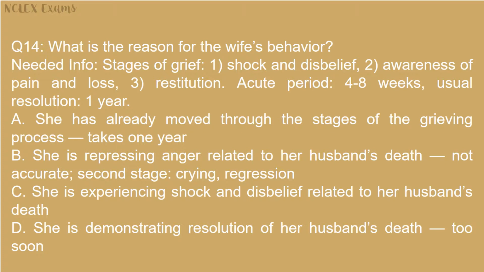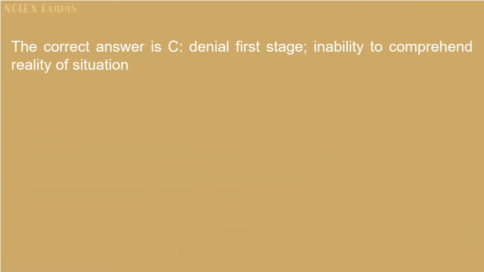B. She is repressing anger related to her husband's death, not accurate, that is the 2nd stage, crying, regression. C. She is experiencing shock and disbelief related to her husband's death. D. She is demonstrating resolution of her husband's death, too soon. The correct answer is C. Denial is the 1st stage, inability to comprehend the reality of the situation.